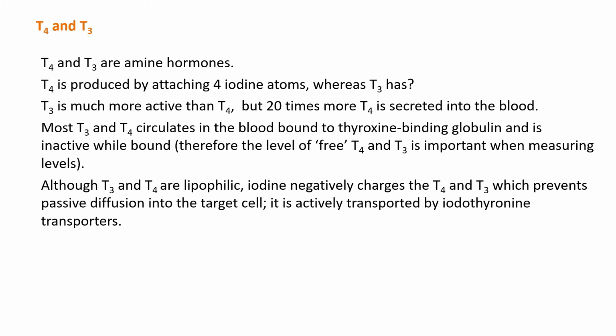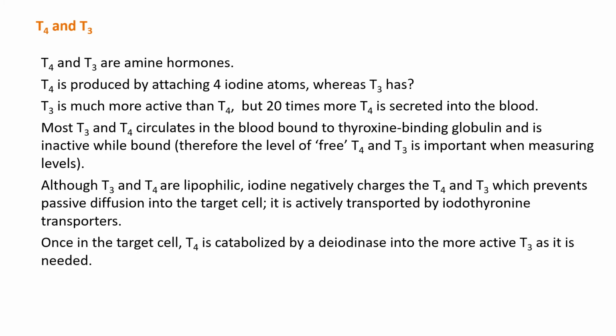Now, technically, they are lipophilic. In other words, technically, they can diffuse through plasma membranes. But iodine carries a negative charge. And if you remember, nothing with a charge can diffuse through the plasma membrane. So this negative charge that the iodine gives to T3 and T4 prevents passive, non-facilitated diffusion. So it has to be transported into the cell by these iodothyronine transporters. Once in the target cell, T4, remember, is a bit inactive because it's got its 4 iodines, is broken down, catabolized by a deiodinase. This is an enzyme that cleaves off the iodine. It then becomes the more active T3 as and when it's needed within the cell.